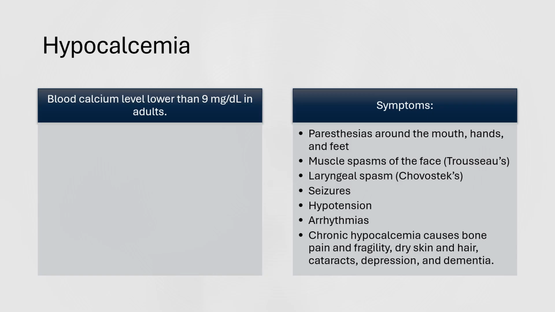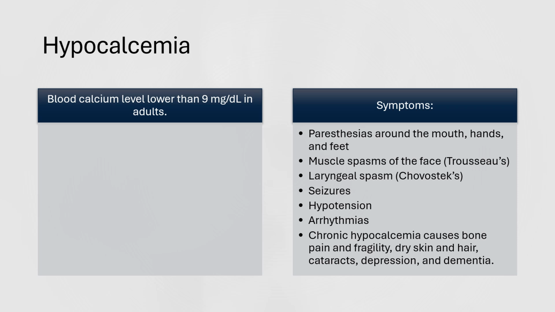So with hypocalcemia, make sure whenever you're studying this that you're not confusing it with hypokalemia. So you're looking for that C for calcium. So this is a blood level less than 9. Symptoms can be basically feeling this numbness around the mouth, hands, and feet. So that paresthesia, muscle spasms of the face, laryngeal spasm, and by far the biggest two symptoms that you're always going to be asked about are Trousseau's and Chvostek's. So making sure that you know this C and T symptoms.